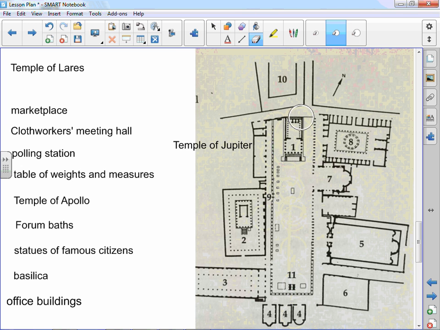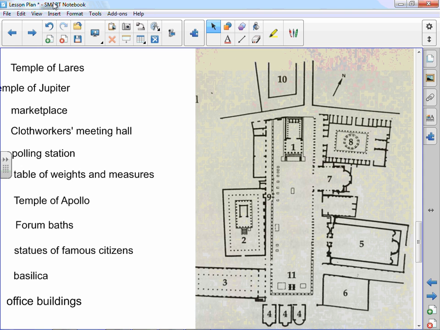Next we have the marketplace. Marketplace would have been in this area right here. That's where we'd see some of those meat shops, etc.